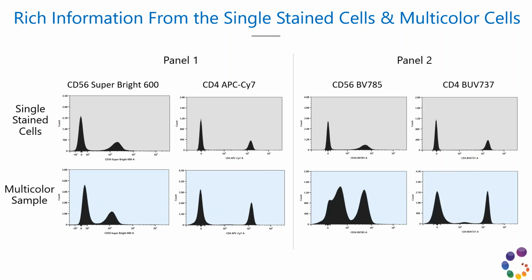One last one, here's CD4 BUV737. Again, if I compare the top single stain cells to the bottom multicolor sample, I do see a little broadening in the negatives, but I'm able to clearly differentiate my negative from my positive in the multicolor sample, and my positives are showing up at the same intensity as they were in the single stain. So this is one that I can live with.